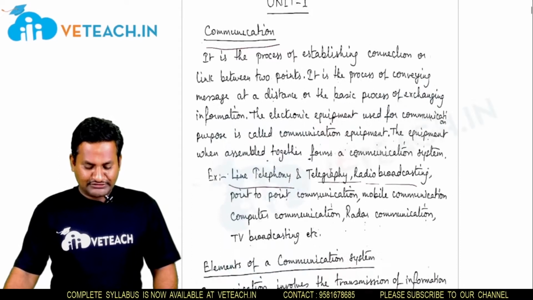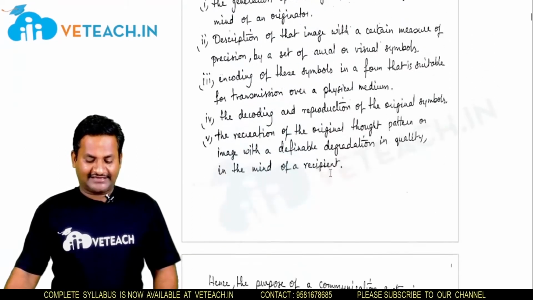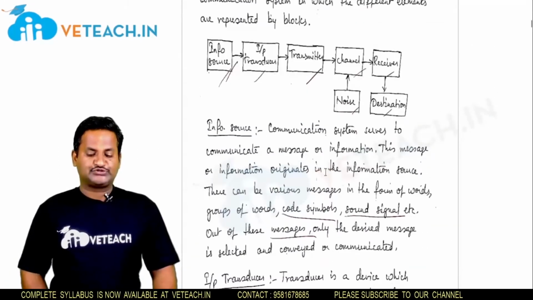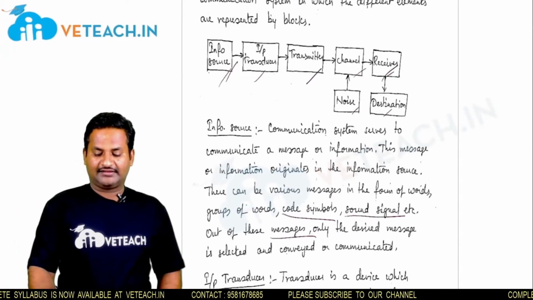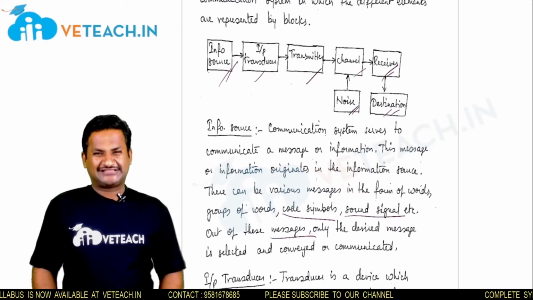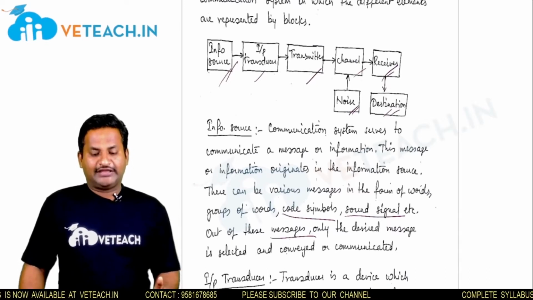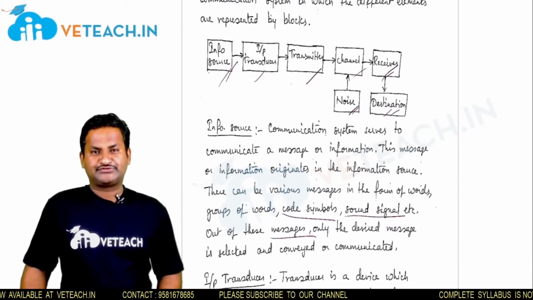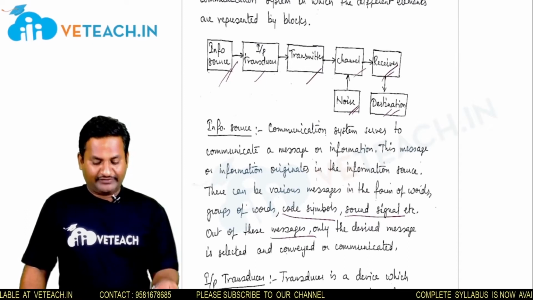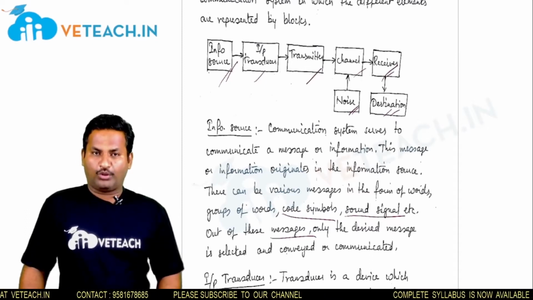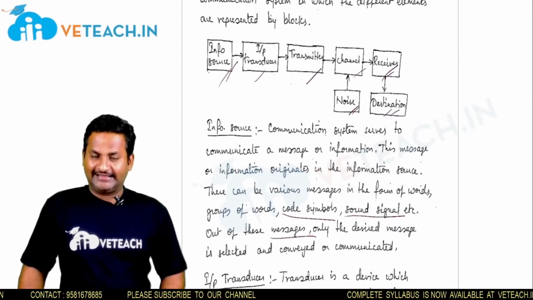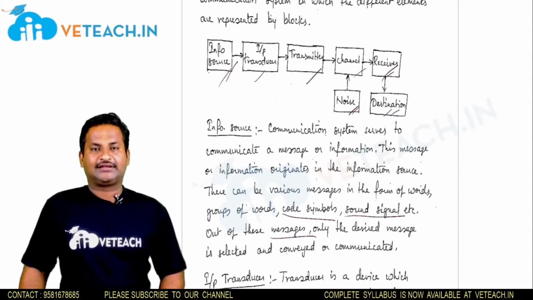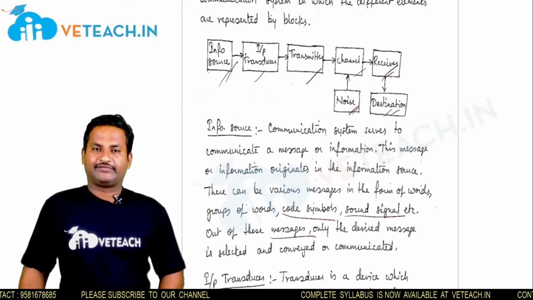Here the elements of communication system consist of information source, input transducer, transmitter, channel, receiver, noise, destination. Destination is nothing but the endpoint. Information source: the information itself may consist of code, speech, signal, whatever it may be, the original content, simply it can be represented like that. It is nothing but information source.